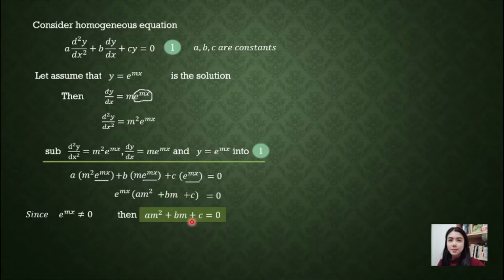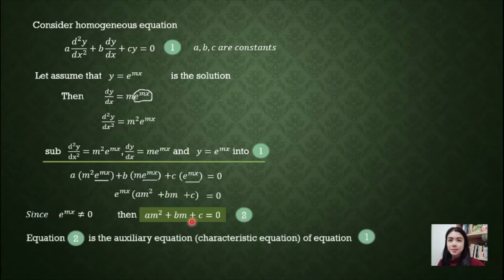Then let's name this equation as equation number 2. Your equation number 2 is the auxiliary equation or the characteristic equation of equation 1. So this equation is the auxiliary equation or the characteristic equation of this equation.